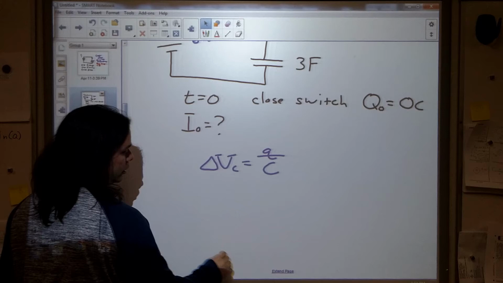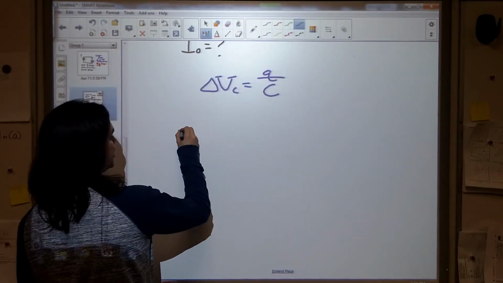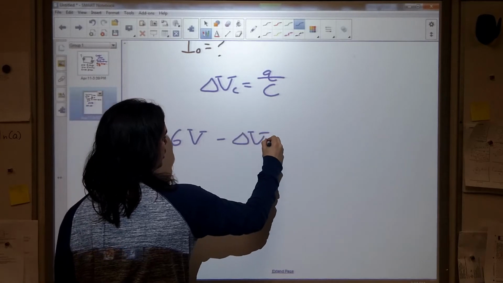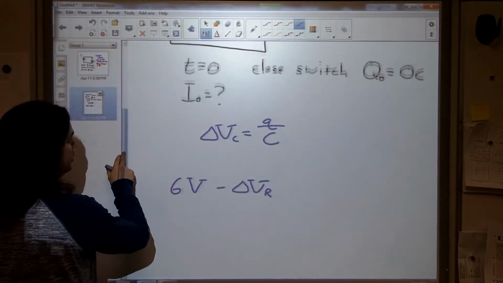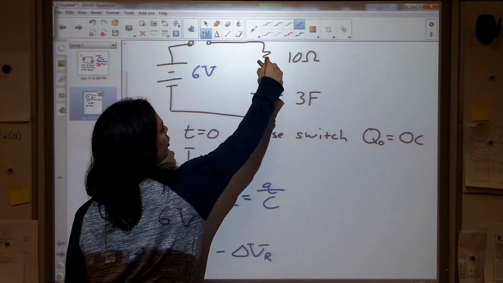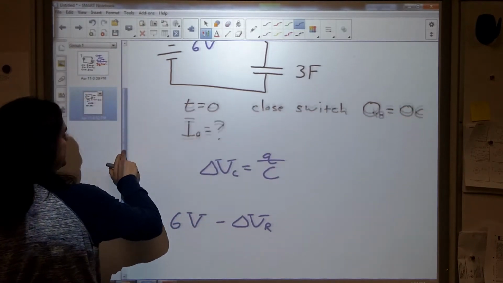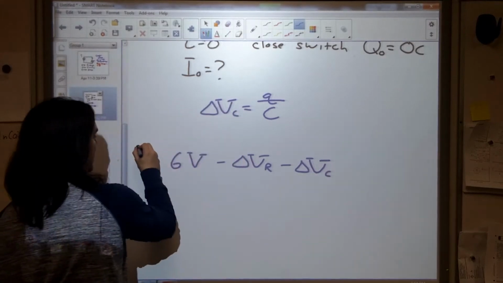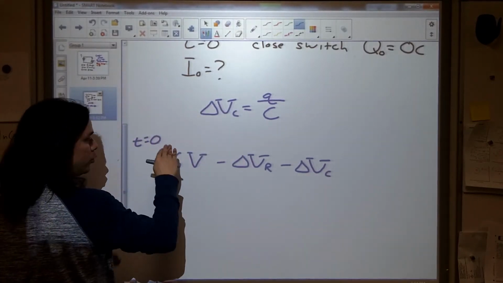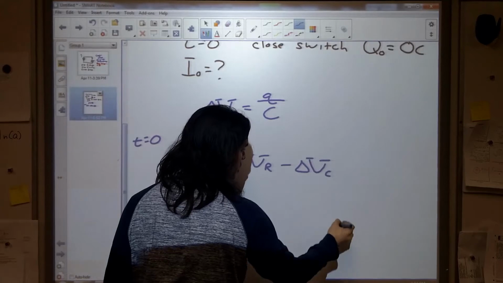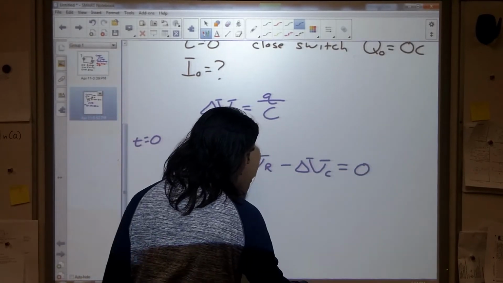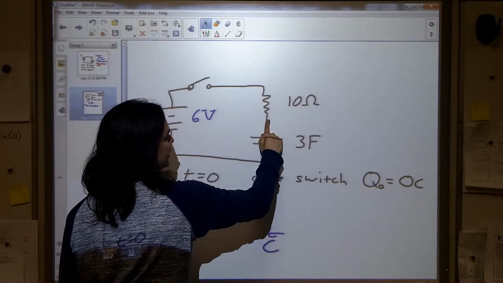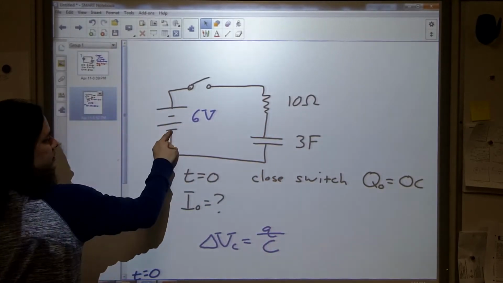Here's where I can apply Kirchhoff's loop rule. I go across the battery, it gives me 6 volts. I lose the potential difference across the resistor. Go across the battery, go across the resistor, and go across the capacitor. I'm going to lose the potential difference across the capacitor. And at time equals 0, right when I close the switch, this all comes up to 0 by loop rule. 6 minus this minus that, 0.